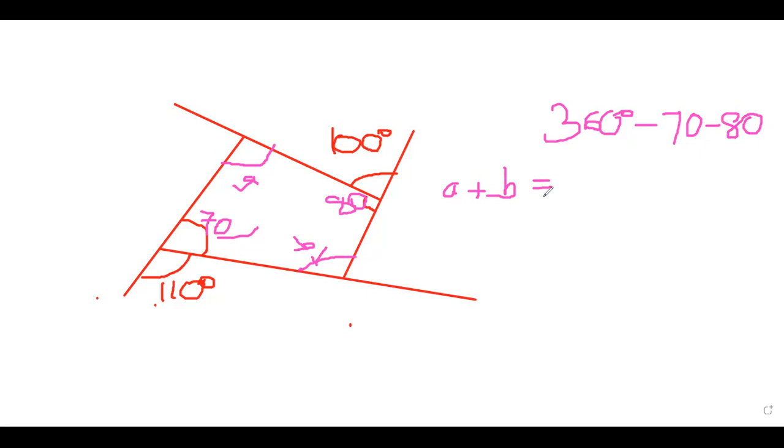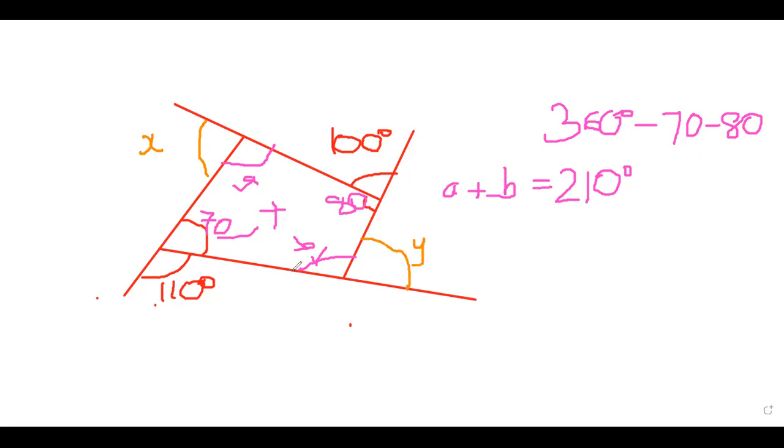360 minus 150? 210. Correct or not? 210. This is the total angle of A plus B. Of course, the question is not asking for A plus B. The question is asking for X plus Y.